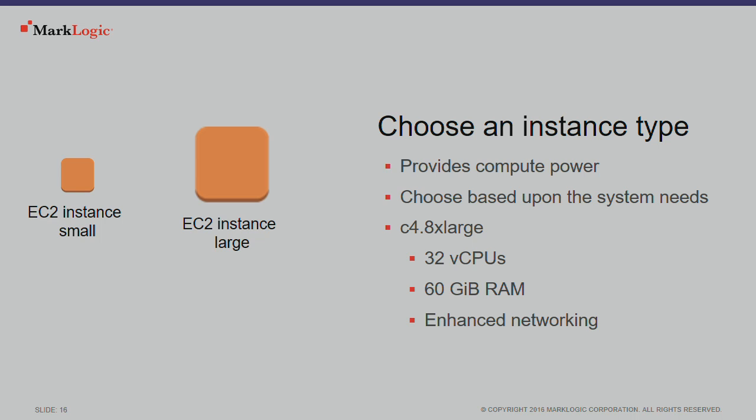So in this case, to meet our needs based on our sample system, we would go with a C4 8XLarge because that would provide 32 vCPUs, 60 gig of RAM, and enhanced networking. And the ability of enhanced networking, what that does is it separates your data traffic from your network traffic. So it gives you a little bit better network performance, a little less jitter, a little bit less latency on that environment.